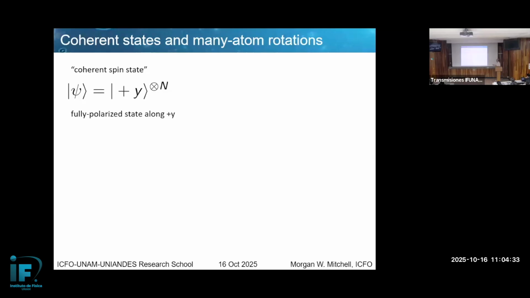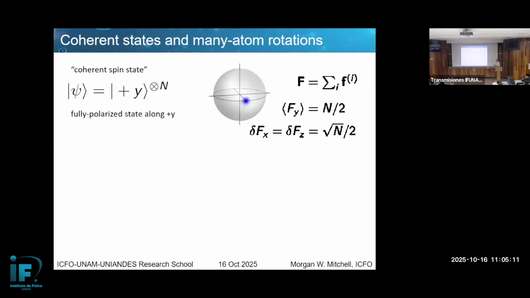Okay. Then to describe many atoms that are all initialized in the same state, we take a direct product of single atom states, each of which are along some particular direction. Y is convenient for this example. Given this definition, I can see the average value for F is going to be n/2, because for each one, Fy is 1/2, and there are n of them, so it's n/2. And then the uncertainty relation tells us that the uncertainty in each of those, if they're equally uncertain, is square root of n/2. Okay, and so we represent this, again, using the Bloch sphere.